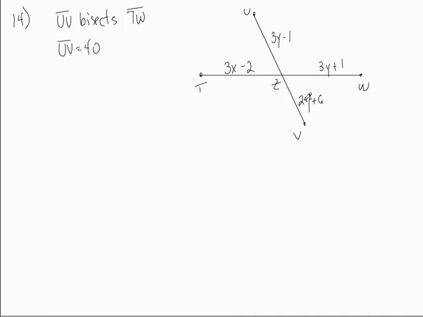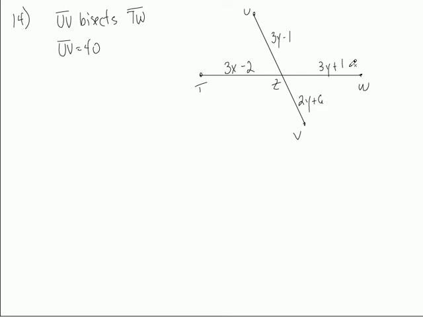All right, where's UV? UV is this one right here, isn't it? It bisects TW. So what does that mean? TW is being bisected, which means it's being split how? Right in half, evenly, into two equal parts. You agree? So what do you think is equal to what? Yep, 3x minus 2 is equal to what?